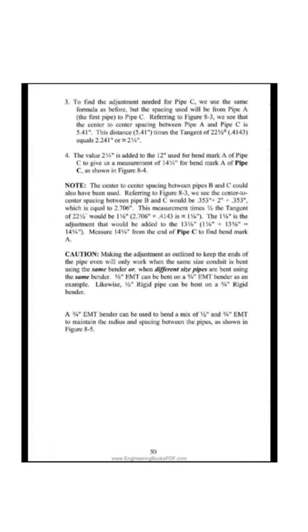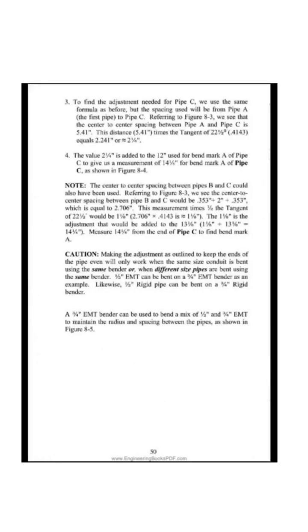Note, the center-to-center spacing between pipes B and C could also have been used. Referring to figure 8-3, we see the center-to-center spacing between pipe B and C would be 0.353 plus 2 plus 0.353, which is equal to 2.706. This measurement times the tangent of 22.5 degrees, 2.706 times 0.4143, equals 1 1/8. The 1 1/8 is the adjustment that would be added to the 13 1/8: 1 1/8 plus 13 1/8 equals 14 1/4. Measure 14 1/4 from the end of pipe C to find bend mark A.